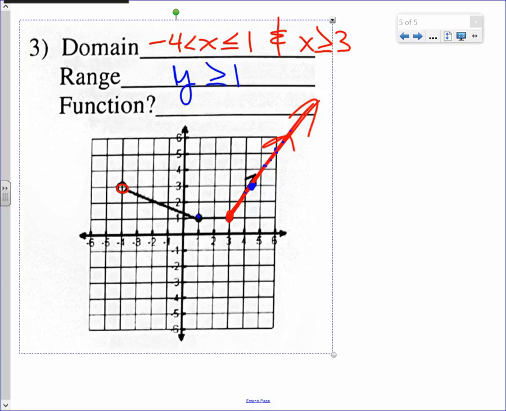Is this a function? It is. It passes the vertical line test. Any vertical line will only pass 1 point.